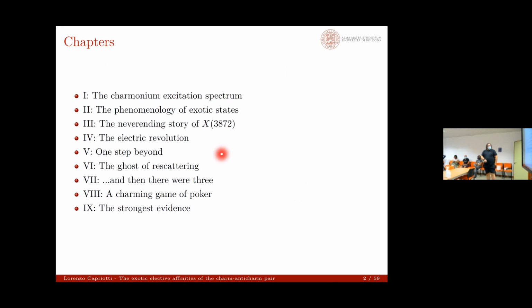So this is just a short summary of the talk. I'm going to start with what a charmonium is, and especially what the spectrum of excitation of charmonia is. Then on to what an exotic state is, why it is interesting to study, and then just a couple of specific examples of exotic states. This is the most famous one, probably the X3872, and then charged exotic states, tetraquarks, pentaquarks, and all the most recent results that we have, especially from LHCb.